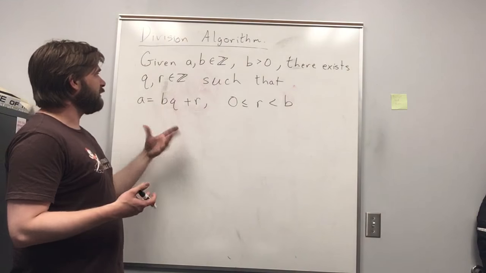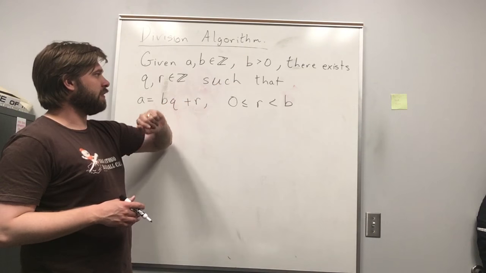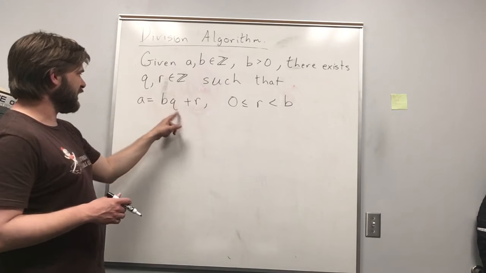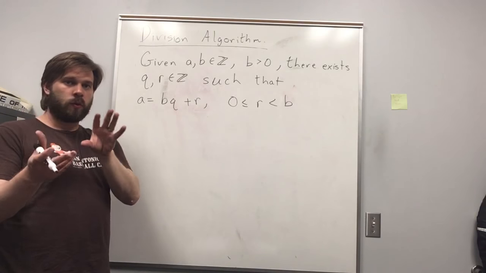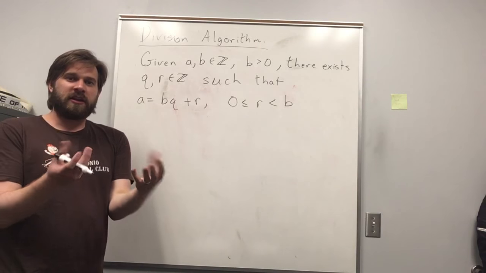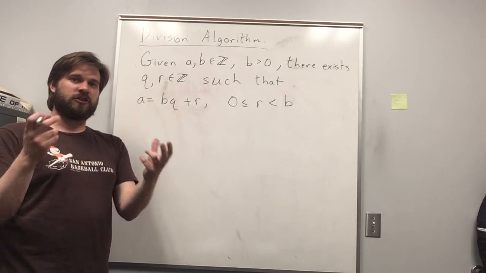So given a and b in the integers, b greater than 0, there exists a q and an r such that a is equal to b times q plus r. And these q and r are unique. There's only one pair, q and r, that's going to do the job.